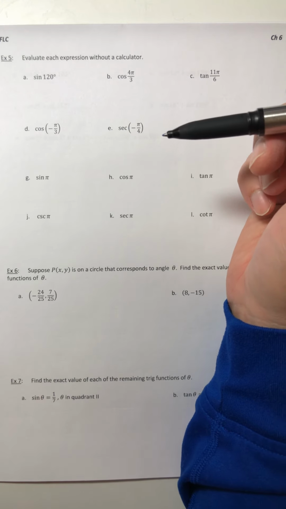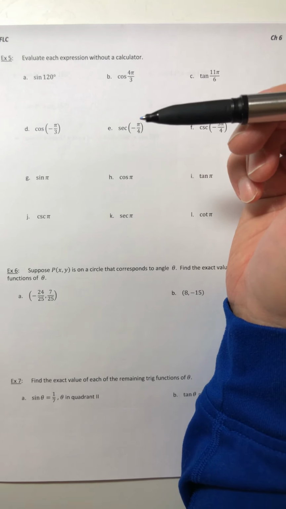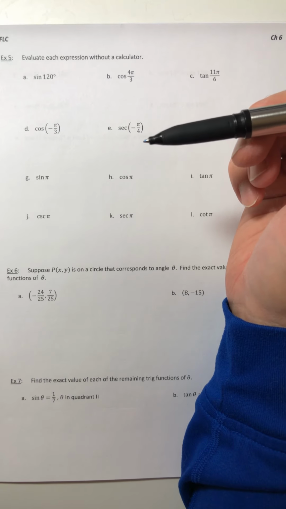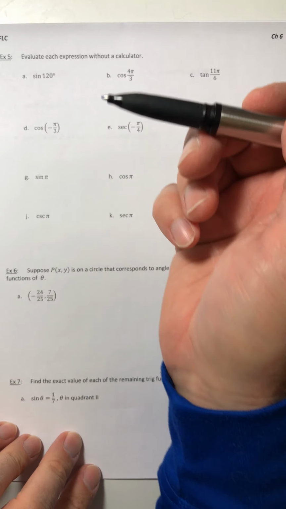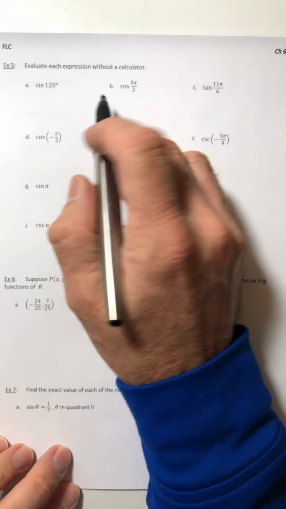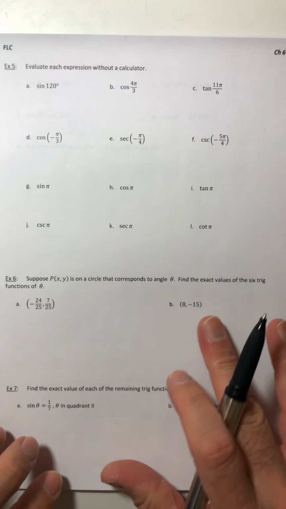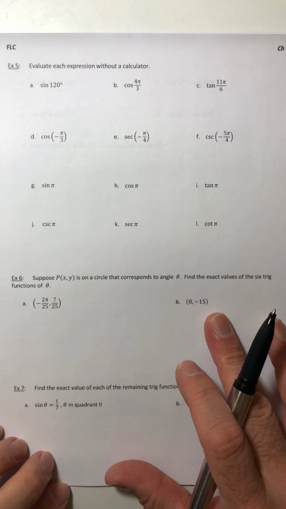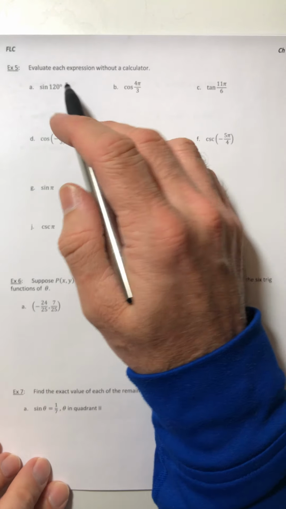Again, I don't care if you use the unit circle, SOHCAHTOA, or some other method that somebody else taught you that you like a whole lot better. Just keep using it as long as it's pretty fast. In other words, don't spend 5 minutes on each of these. If that's what you're doing, then you might want to try a different method because speed helps.